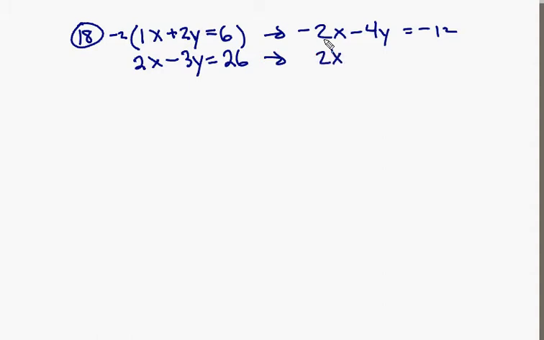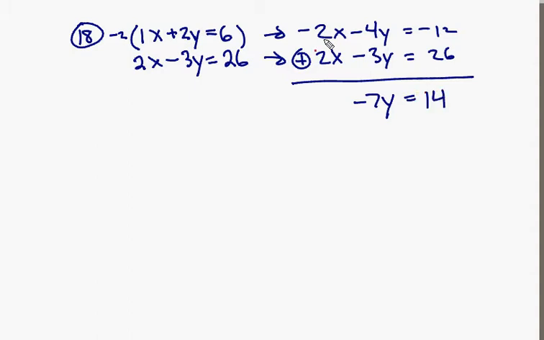I'm just going to move it over. So I have 2x minus 3y equals 26. And then I'm simply going to add the two equations. Alright, so I'm going to eliminate the x's. Negative 2x plus 2x is 0. Negative 4y minus 3y is negative 7y. And negative 12 plus 26 is going to be positive 14.